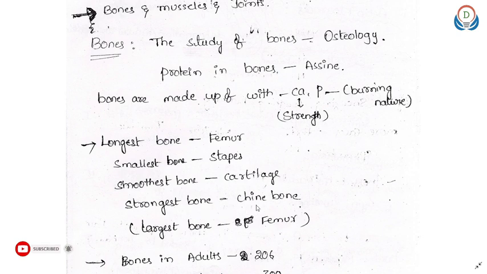The strongest bone is the chin bone, the jaw, which is small here. It's the strongest bone. And the largest bone is the femur.